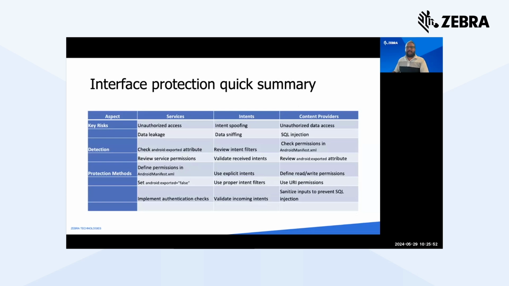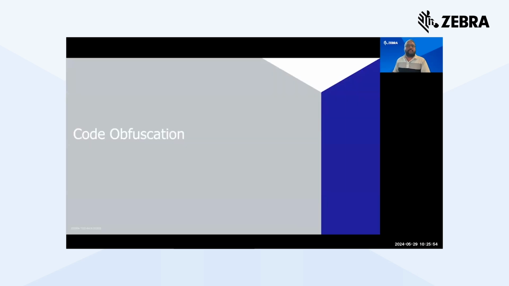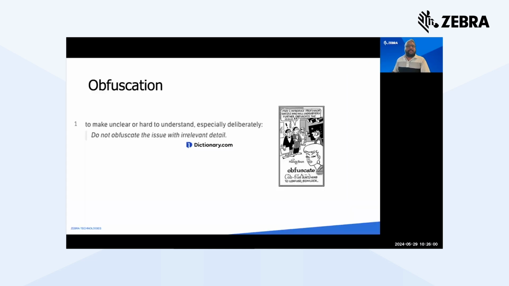Code obfuscation. By definition, what is obfuscation? To make it unclear, so that I say something you will not understand. Somehow you could understand it, and deliberately I'll be confusing you. That's what obfuscation is.